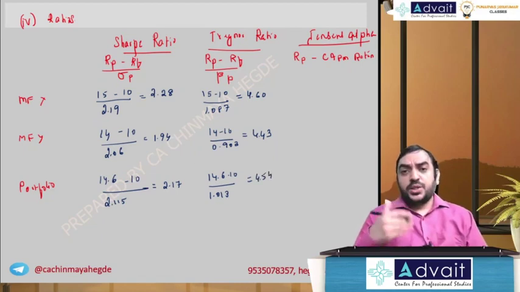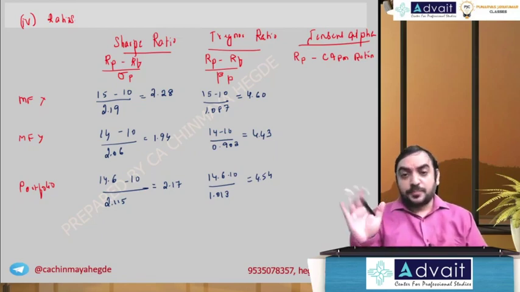So basically, the Sharpe ratio tells you the risk premium for one unit of total risk, whereas the Treynor ratio tells you the risk premium for one unit of systematic risk.